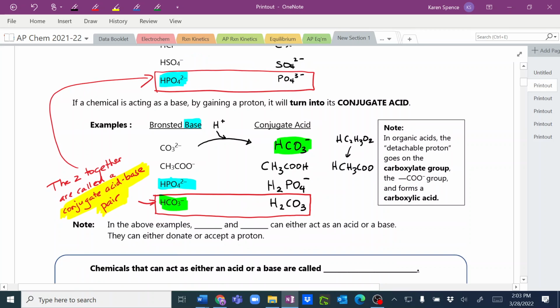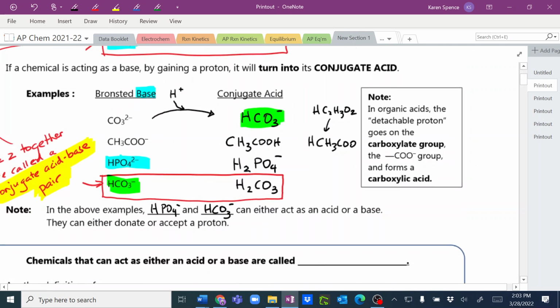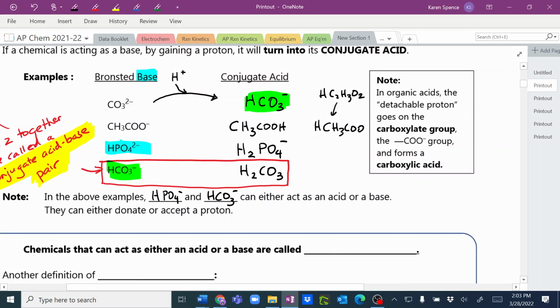So we have HPO4 minus and HCO3 minus. And how do we spell that word when we have a substance that can act as either an acid or a base? See if you can spell it.